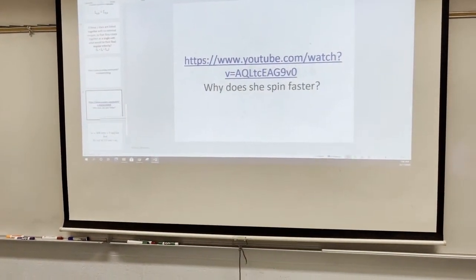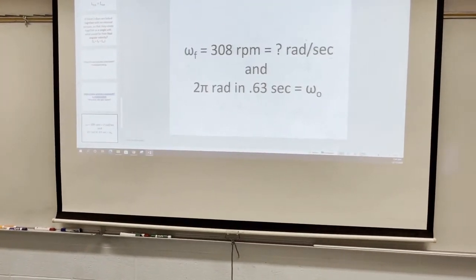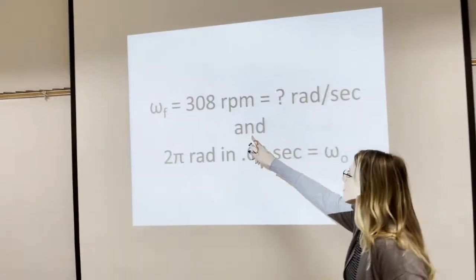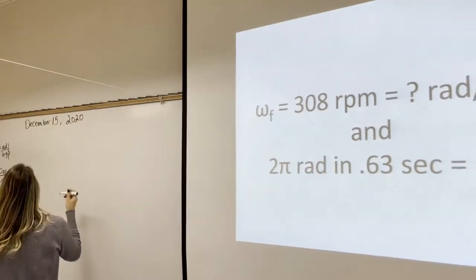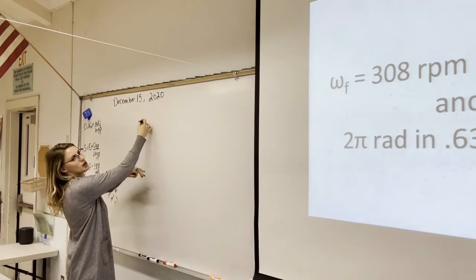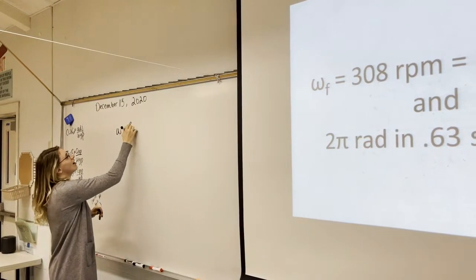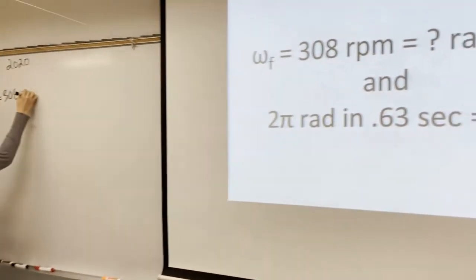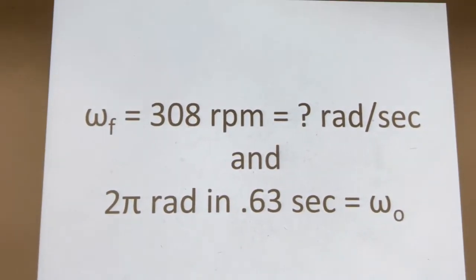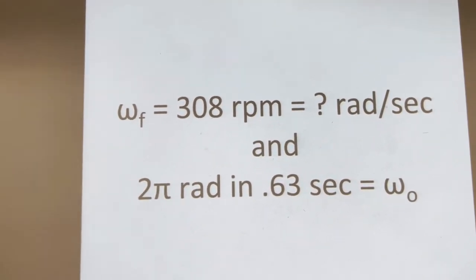I think we're gonna do this one first, actually. Yeah. Okay. All right. So this is her final. What was it? Natalia Vinokurova, some Russian name. So how can we go from revolutions per minute to radians per second?